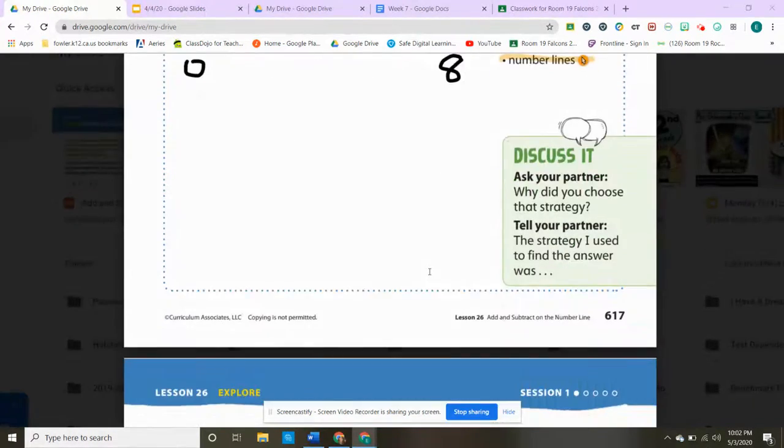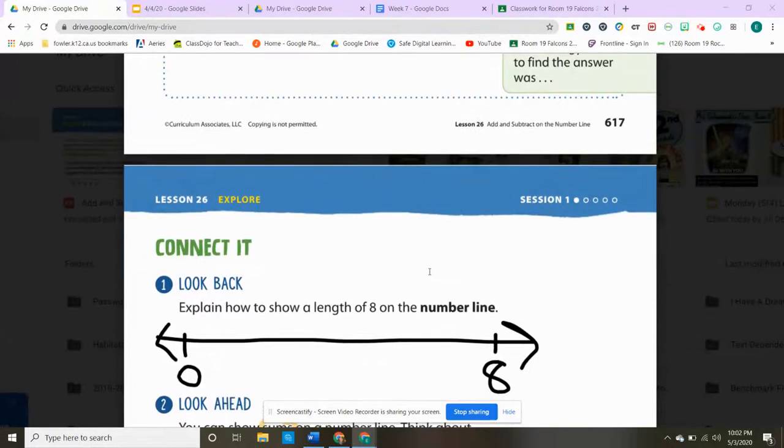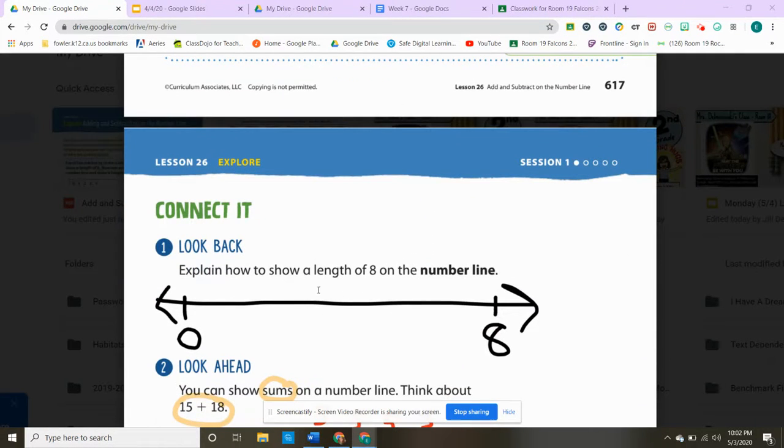So let's go down here. Thank you for trying that problem. It says connect it. Look back. Explain how to show a length of 8 on the number line. So I want you right now to show me again how you got from 0 all the way to 8. Go ahead and fill that in.